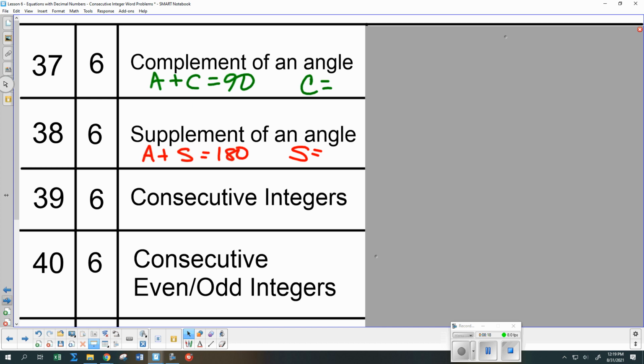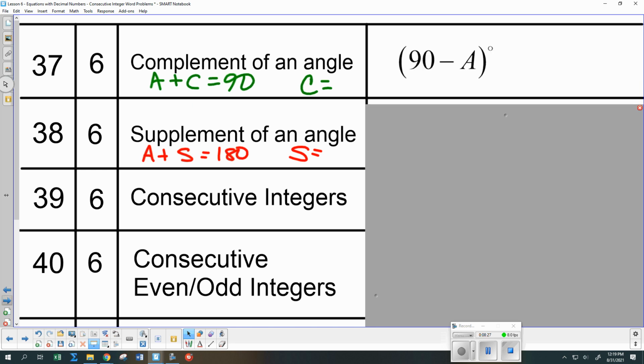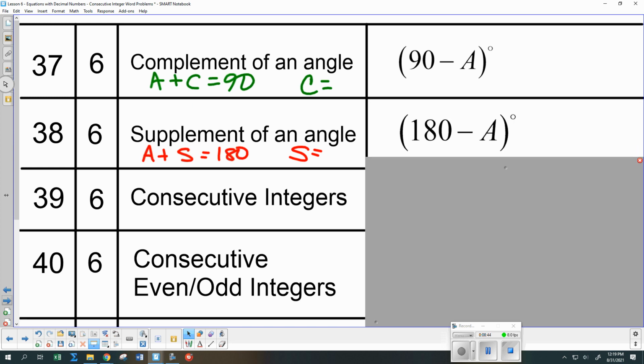If they tell you something about a complement, that means that angle you want plus the complement has to be 90. So if we subtracted A from both sides, the complement would be 90 minus A. So when we set up a word problem, 5 times the complement of an angle, we're going to do 5 parentheses, and inside the parentheses, we're going to know to write 90 minus A. Similarly, if it's a supplement, we're going to write 180 minus A in the parentheses.